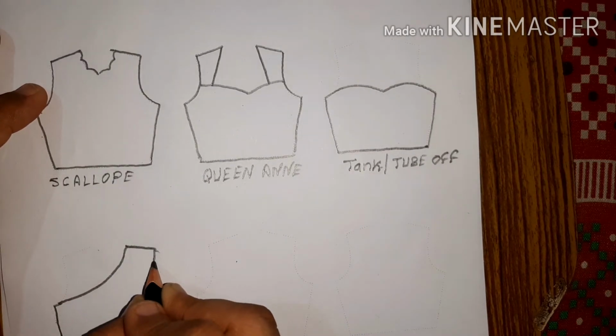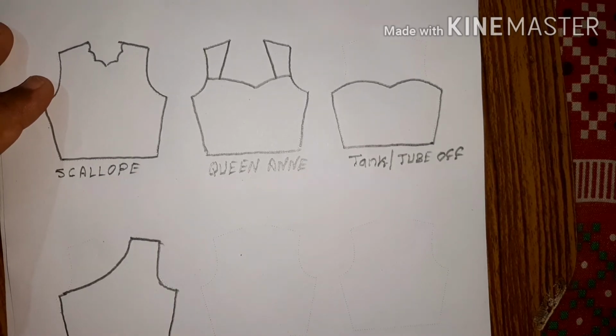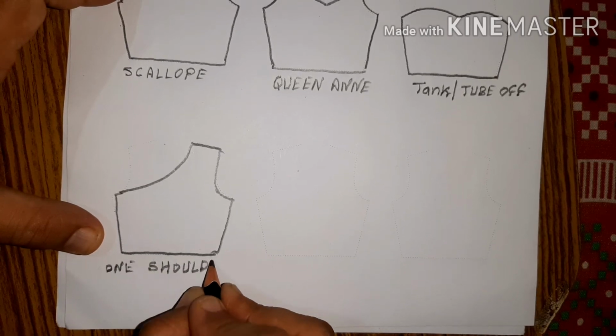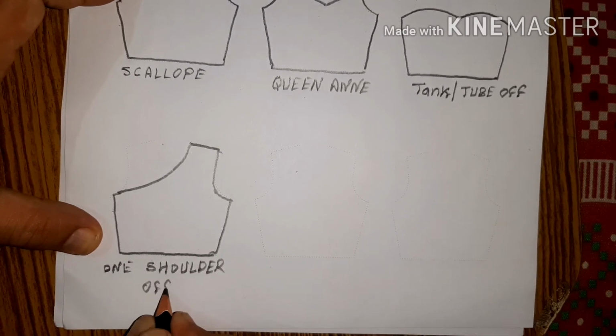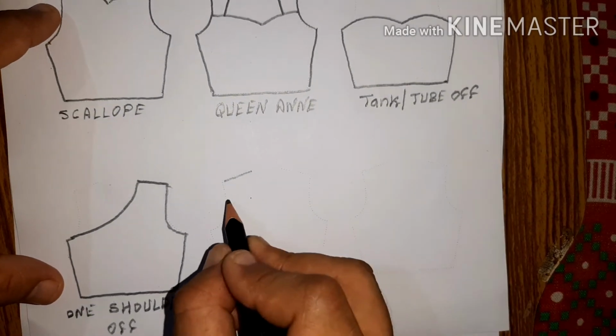This is one shoulder off. In this neckline, one shoulder is covered and one shoulder is bare. So this is one shoulder off, right? Some people do call it an asymmetric neckline also.